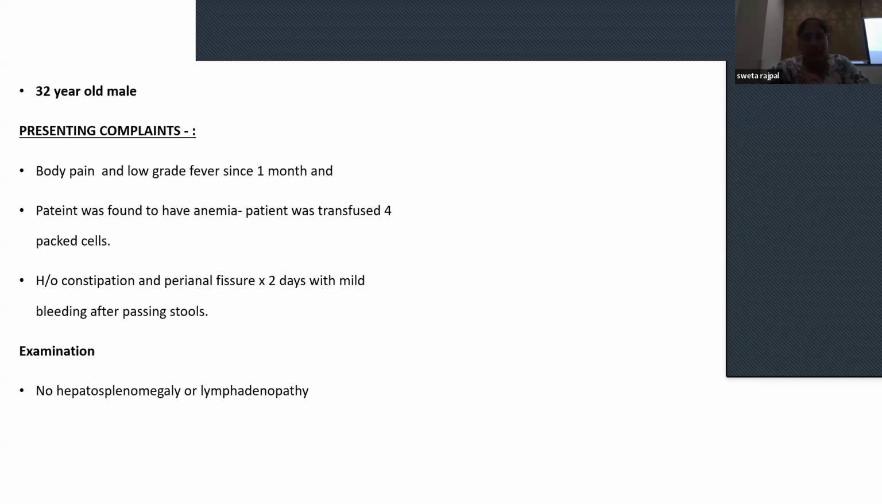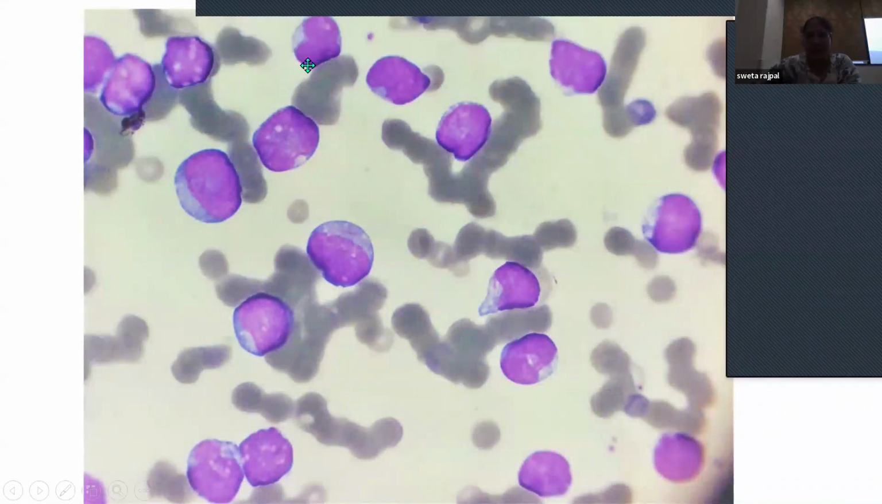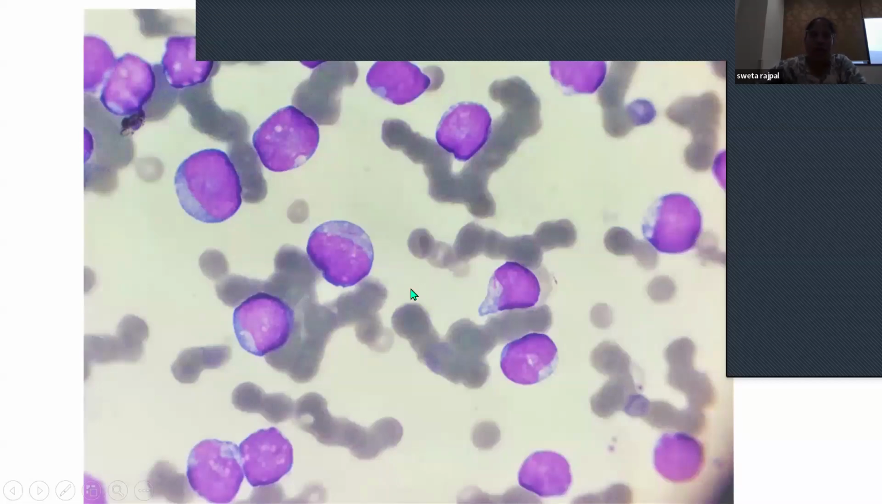So case 2 is a 32-year-old male who presented with body pain and low-grade fever for 1 month, and the patient was found to have anemia and was transfused with 4 packed red blood cells. In addition, the patient had some history of constipation and perianal fissure with mild bleeding after passing stool, but no hepatosplenomegaly or lymphadenopathy. And here what we can see, as compared to the previous, these all are blasts. This is a bone marrow aspirate, which is showing that most of the cells we see in this smear or this view are blasts.